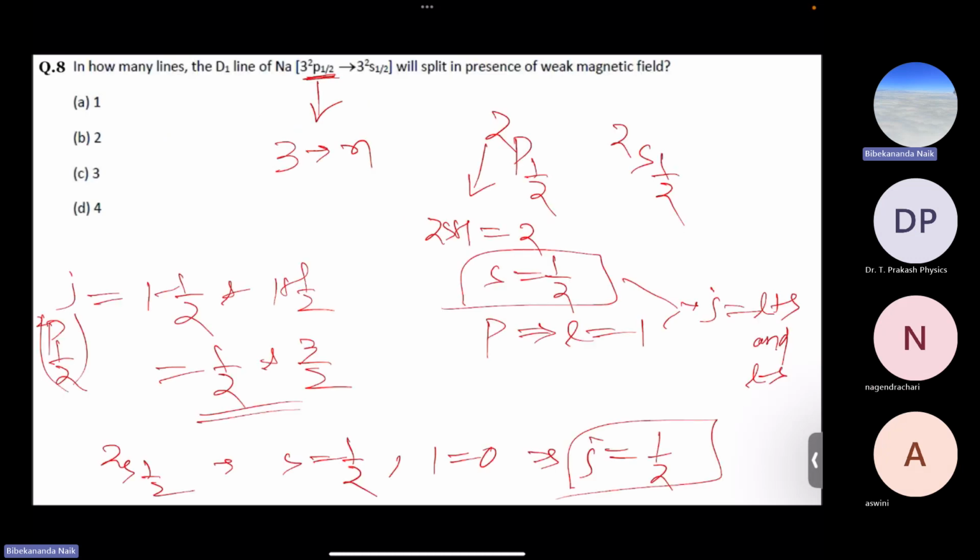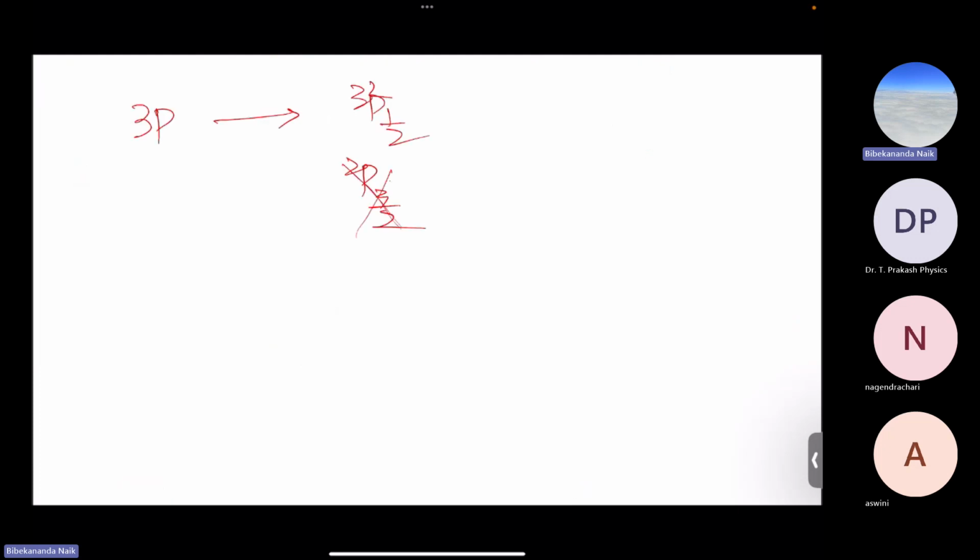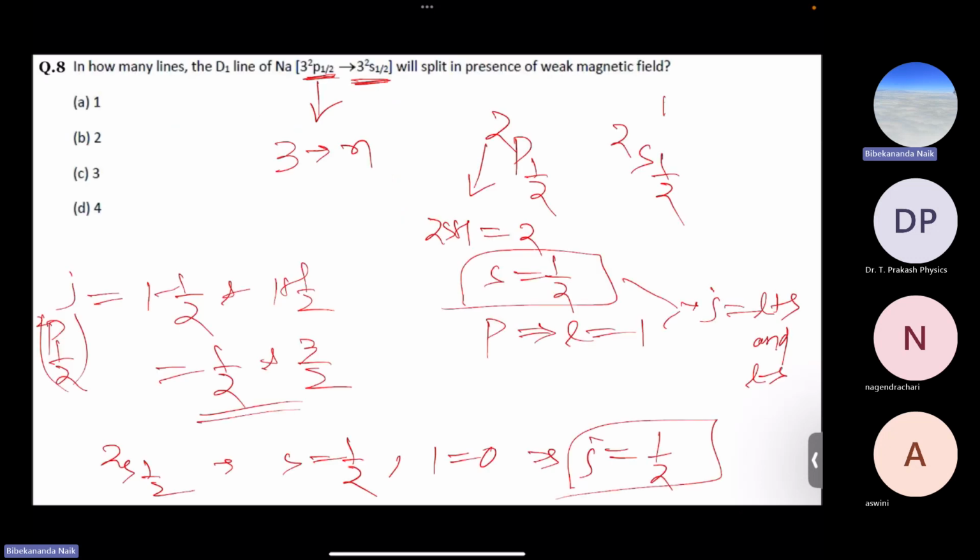So here in the question it is given 2P half to 2S half. When there is a weak magnetic field, there will be only the interaction between the L vector and S vector. So the number of energy levels it will split into depends upon the value of the total angular momentum J. The transition from 2P half to 2S half is D1. Similarly, the D2 line corresponds to 2P 3 by 2 to 2S half. Here we will consider only one line, and ask in how many lines it will split in the presence of a weak magnetic field.